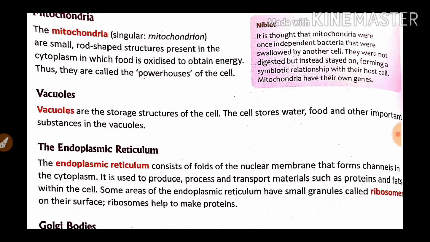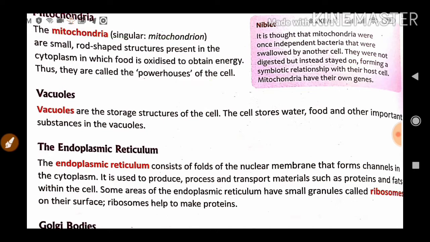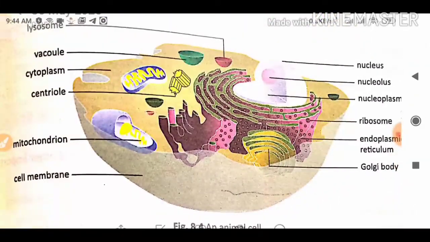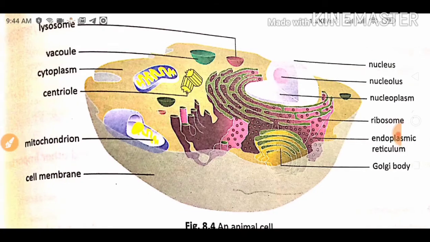Okay, mitochondria, the singular form is mitochondrion, are small rod-shaped structures present in the cytoplasm in which food is oxidized. So what happens in mitochondria? Food is oxidized to obtain energy. Thus, they are called the powerhouse of the cell. Okay, so they are also called the powerhouse of the cell. You can see here, this is the mitochondria in which food is oxidized.